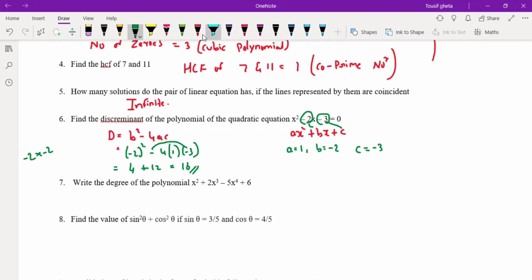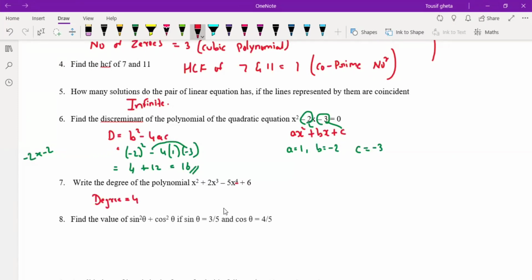Seventh one, one more question. They're asking just to give the degree of the polynomial. So what will be the degree of the polynomial equation they gave us? Identify which is your highest degree, the maximum degree, that is 4. So we're going to write down degree is equal to 4.